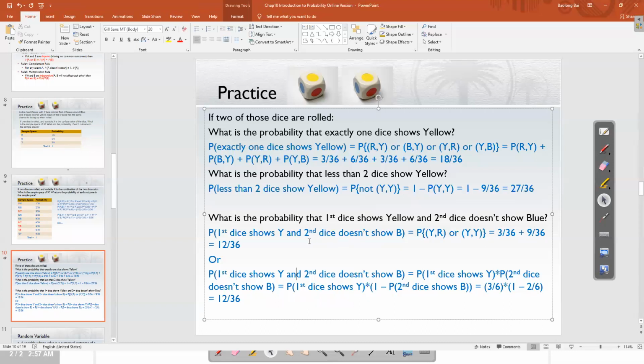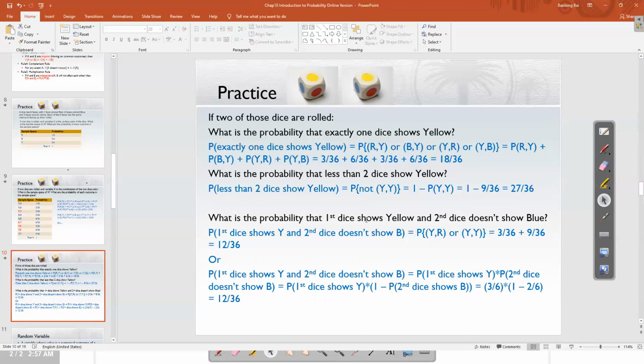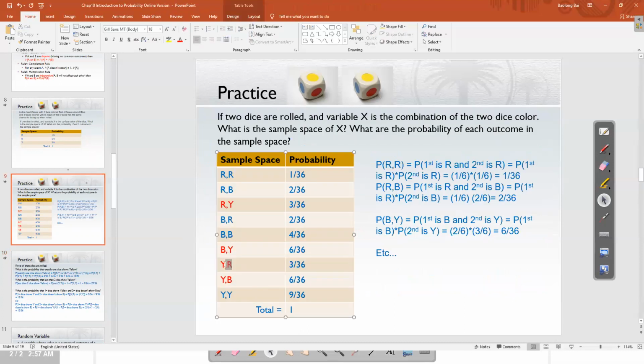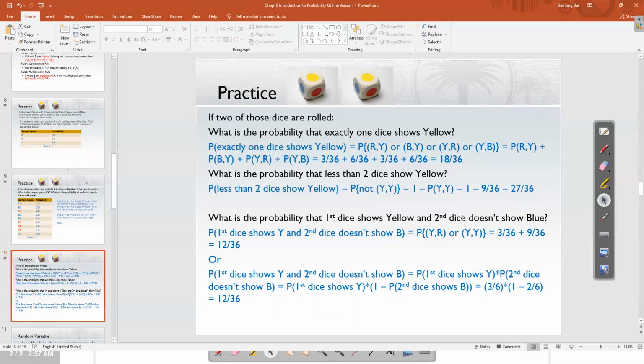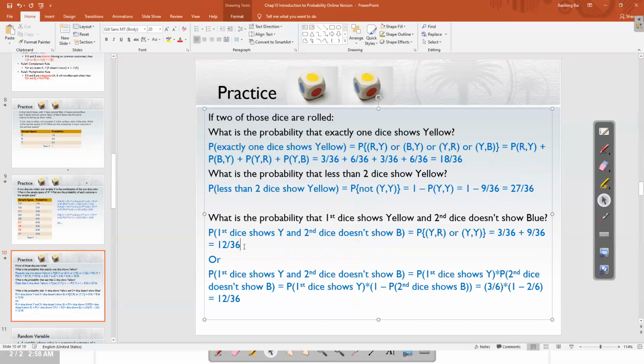So there are different ways of working this out. One thing you can do, if you have the sample space already, is just look at which outcomes satisfy the condition, right? So the first die shows yellow, so it has to be the last 3, right? The first die is yellow. And then the second die doesn't show blue. The second die cannot be blue, so it has to be yellow-red or yellow-yellow, right? Yellow-red or yellow-yellow. So then, since it's "or", addition rule, right? So 3/36 and 9/36 add up together, that's 12 out of 36.